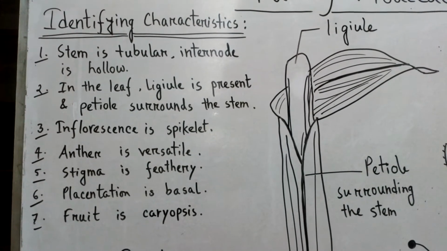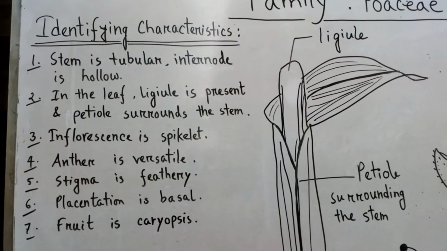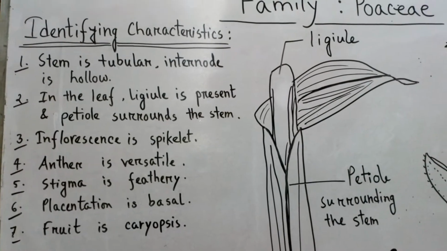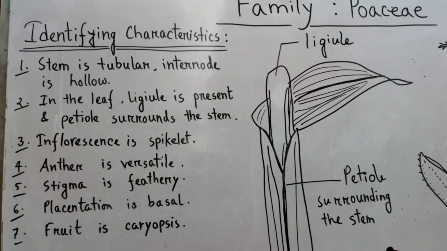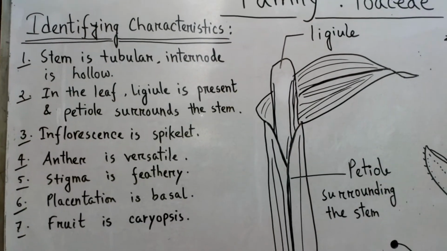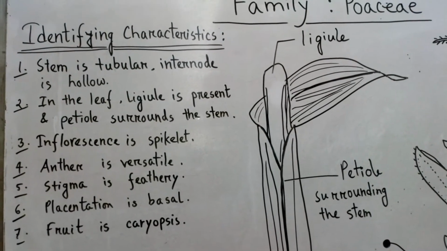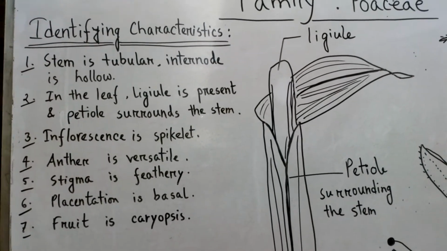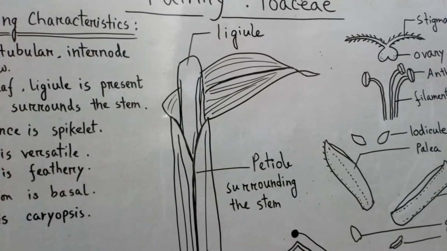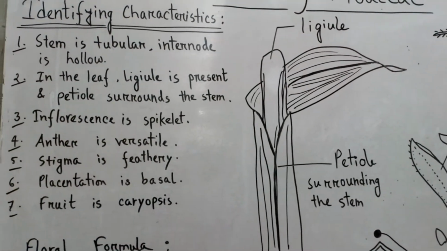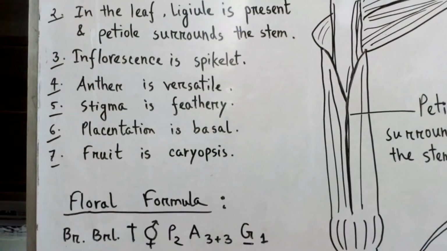Fruit is caryopsis. In your book, you are going to find many general characteristics written, about 2 pages of characteristics. But for your exam, if it is mentioned that you have to give a description of identifying characteristics, then you have to write down these characteristics with these diagrams. No need to write down general characteristics. Okay, so the next point is about floral formula.